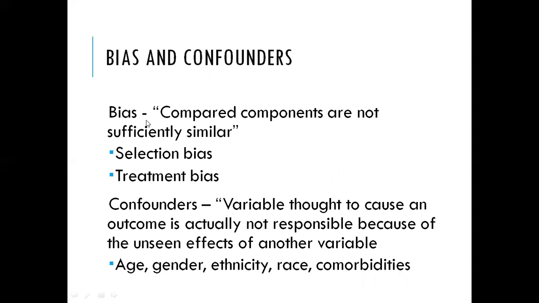We also talked about the biases, and the confounder bias is a compared component which are not sufficiently similar. There are two types of bias, which could be selection bias or treatment bias, which I had discussed in my previous session, giving an example of what a selection bias could be and what a treatment bias could be. Or there could be confounders.